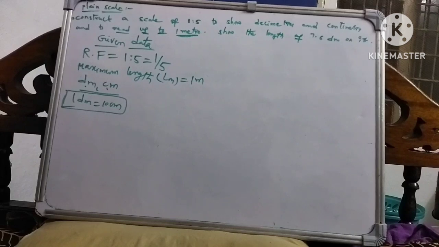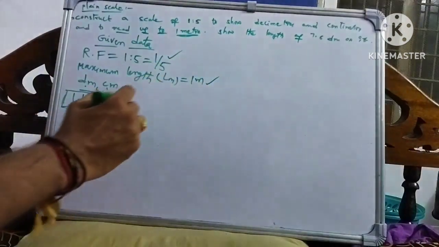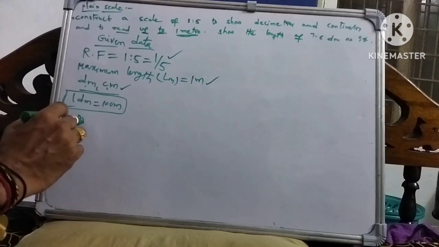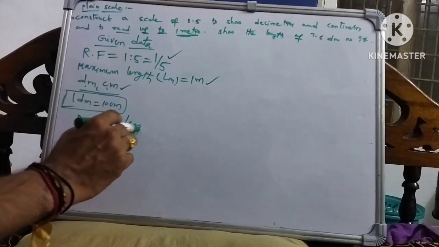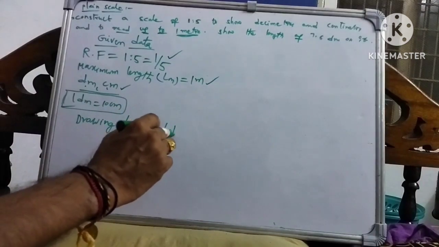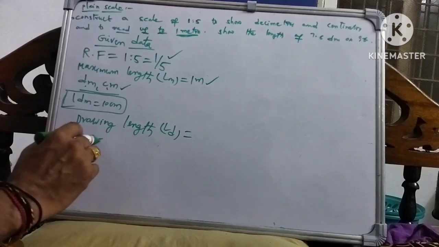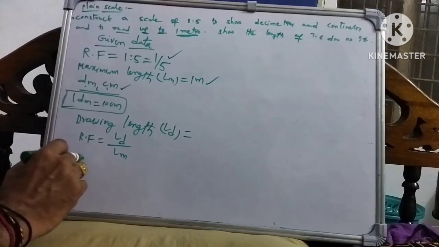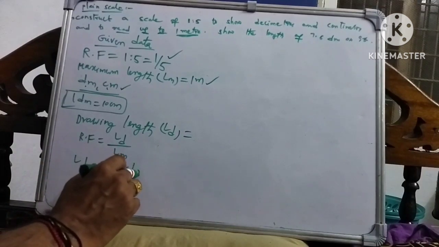So first of all, what are the requirements to construct a scale? Mainly we have the RF and the maximum length, and we know the units. But one more thing, we need the drawing length. So LD, how can you find it? We know the formula: RF is equal to drawing length by maximum length. Based on this, we can find LD is equal to RF into LM.